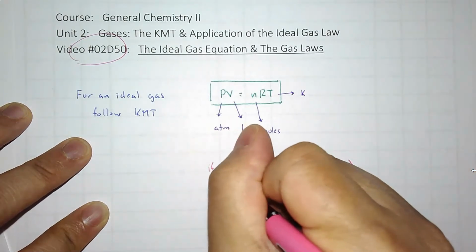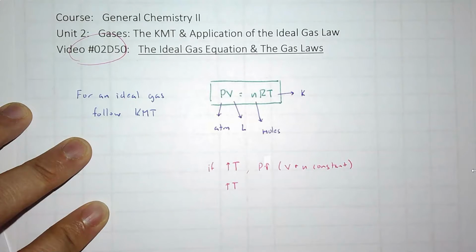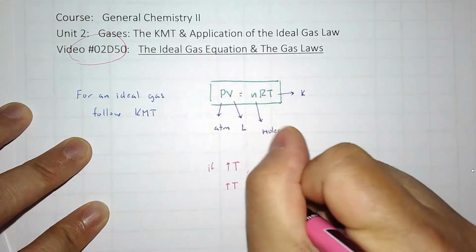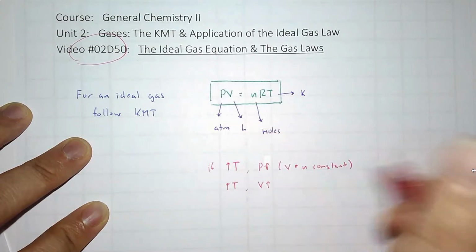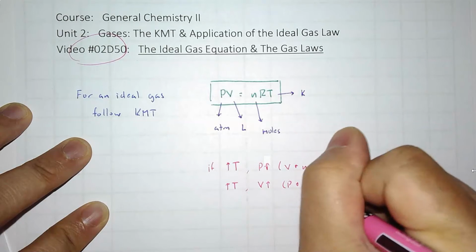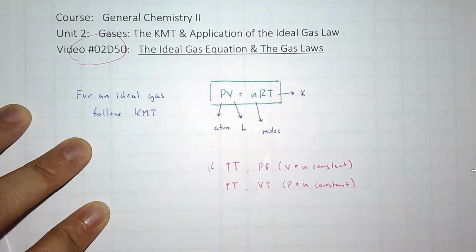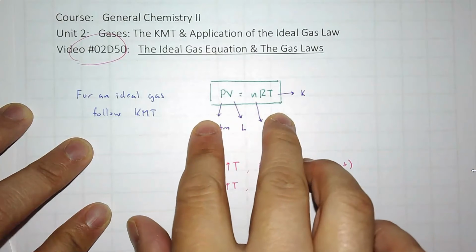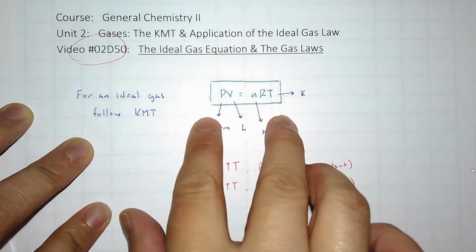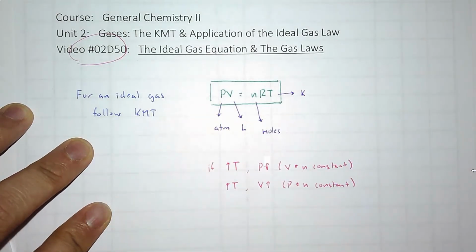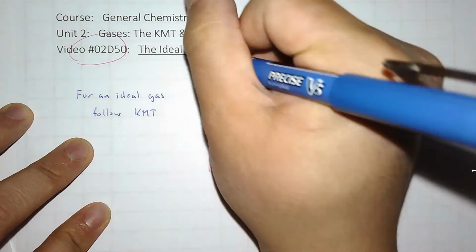Okay, what if temperature goes up? What's going to happen to the volume? The volume goes up as well. In this case, P and n are constant. So we could draw a lot of different relationships comparing two variables using PV equals nRT. This is the ideal gas equation.